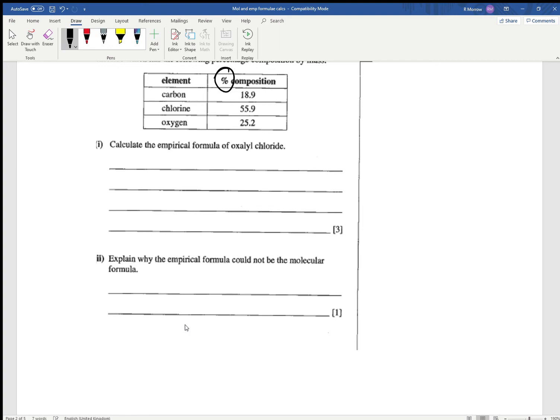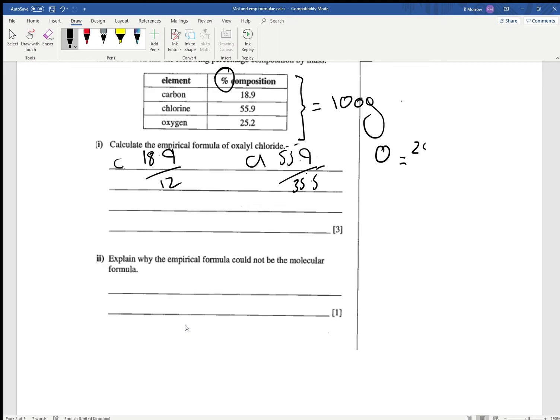With percentages we really don't make any difference. All we'll do is assume that we have 100 grams of this thing, and that the carbon therefore makes up 18.9 grams of that. So the moles of it will be 18.9 over 12. The chlorine makes up 55.9 of that 100 gram sample, divided by 35.5, and our oxygen makes up 25.2, divided by 16. Remember, it's oxygen atoms, not molecules of oxygen O2, so don't divide by 32, guys.